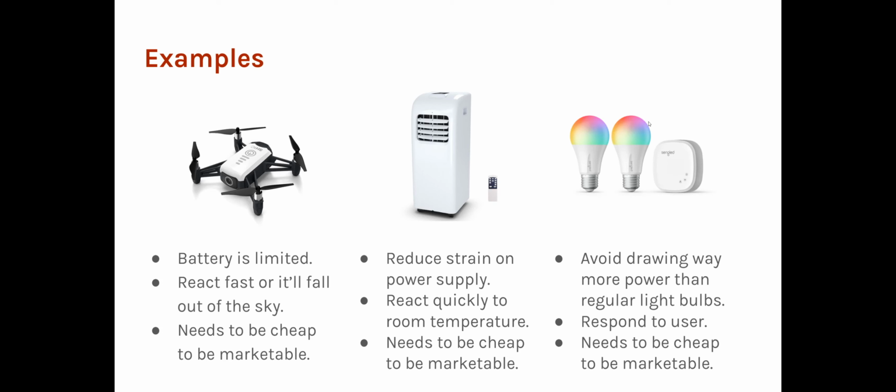In terms of the real-time aspects, a quadcopter needs to react quickly or else it's going to fall out of the air if it's not able to respond to its position fast enough. The AC unit needs to be able to react to the ambient temperature in real time in order to apply proper feedback and maintain a constant temperature within the room. And the light bulbs need to be real time in order to quickly respond to the user. The user doesn't want to be waiting a long time for something to change. That's, again, undesirable as a product.